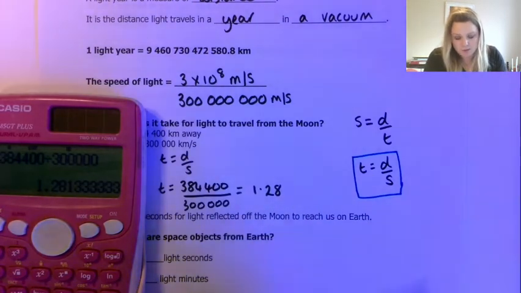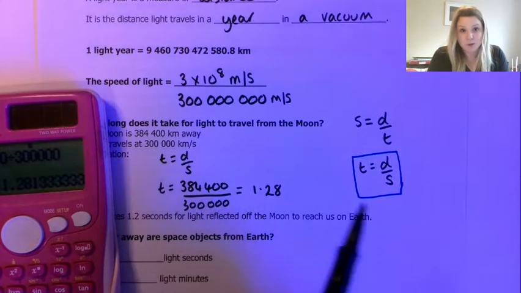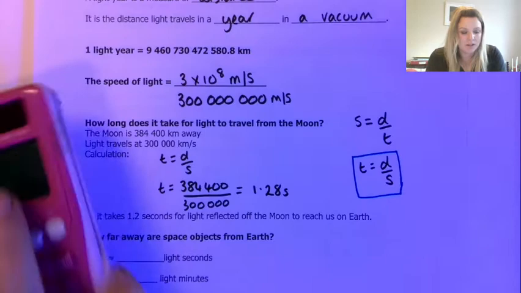Now be careful with units, let's check them. If we have distance in kilometers and we're dividing by kilometers per second, that means our unit is seconds, so that's our time in seconds there.